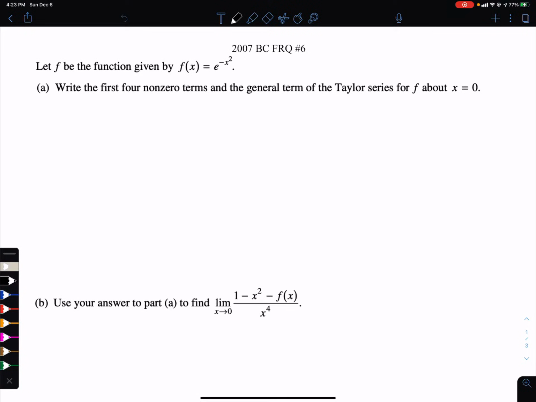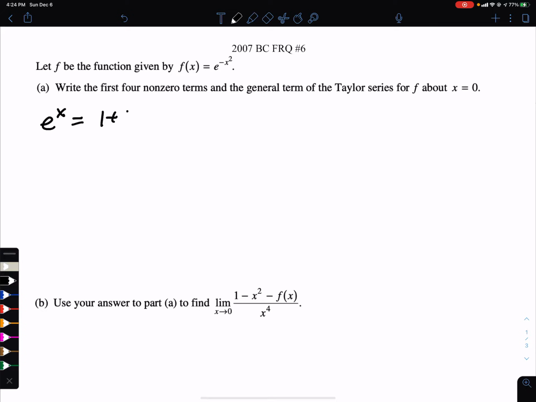This is 2007 FRQ Form A, B, C, number 6. Write the first four non-zero terms and the general term for the Taylor series for f. So it's e to the negative x squared. This is where you need to know the Taylor series for e to the x to make your life easier. If not, you're going to have to create this from scratch, which is going to be a lot of work, and you just might run out of time on the test.